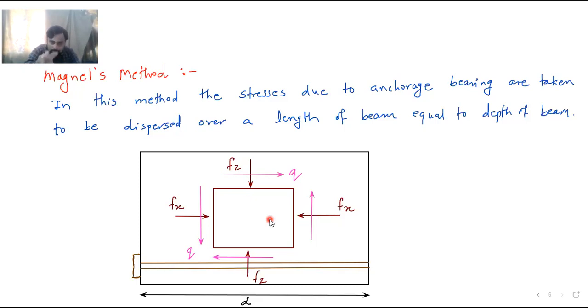So what Magnel says is that he has analyzed this one part, that one rectangular strip in the beam.